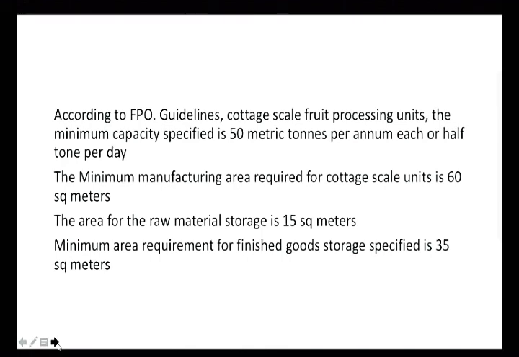So that's why it is easy to remember for the large scale. It has the capacity of 250 metric tons, or 2 metric tons or more per day. Understood? But in case of the manufacturing area, 300 square meters, for raw material 100, for the finished product 100. So these are the guidelines to establish the large scale processing unit. Understood?